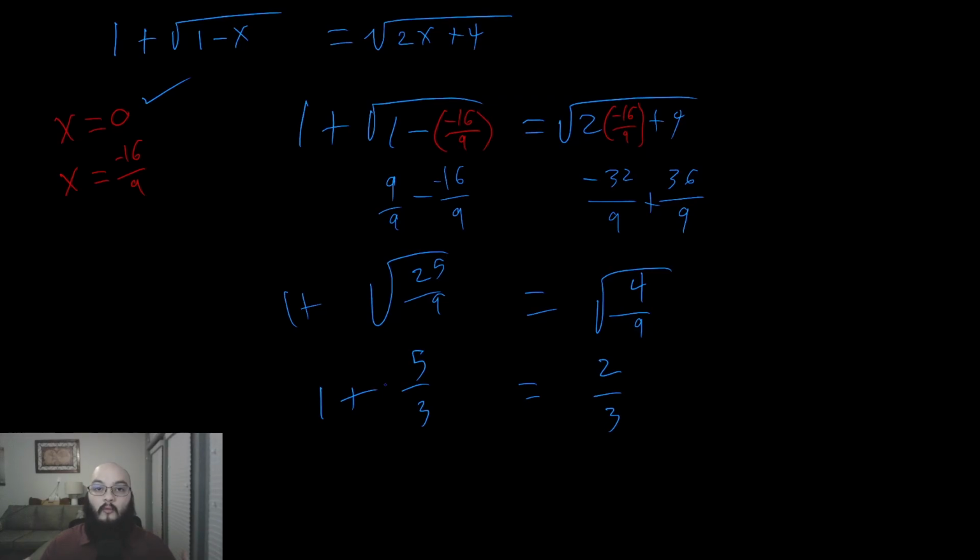Now we wind up with an interesting situation. We have 1 plus 5 over 3 is equal to 2/3. Well, this 2/3 right here is way less than 1. So if I take 1 and I add more to it, I'm still going to be bigger than 2/3. These two sides will not be equal. Since they are not equal, this is not a valid solution. It is an extraneous solution, and our only solution for this is x is equal to 0.